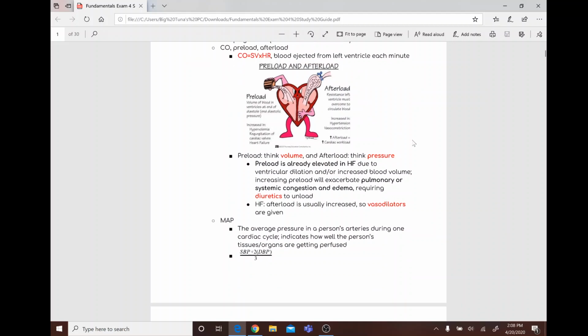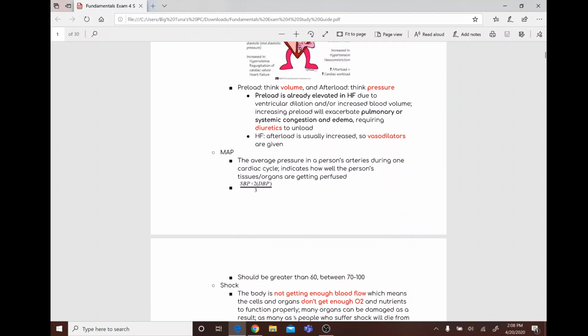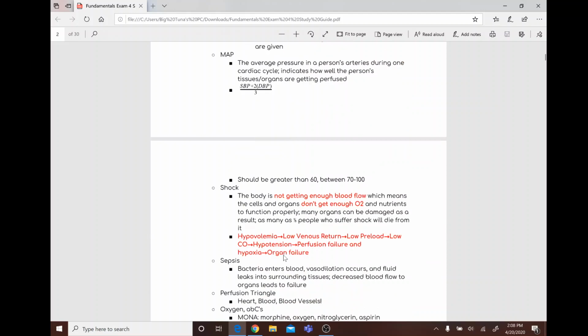Alright, what meds are we going to use for preload? Diuretics. What meds are we going to use for afterload? Vasodilators. What is the equation for MAP? 2 diastolic plus 1 systolic, divided by 3. What should the value of MAP be? Between 70 to 100, but greater than 60.